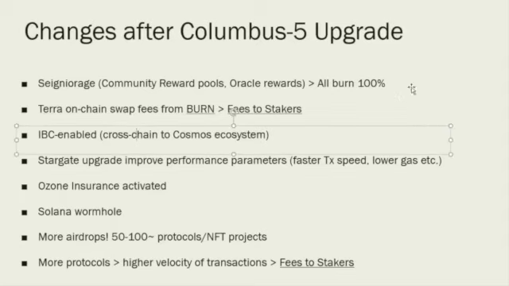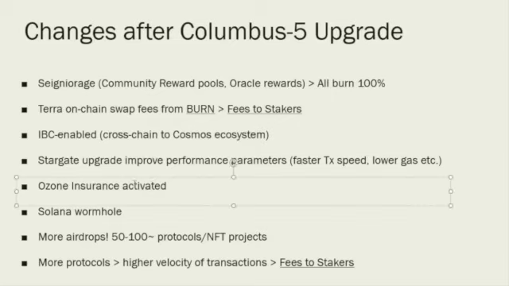And third is IBC. Luna is built on Cosmos SDK, and Cosmos is now doing IBC, inter-blockchain communication. They have already submitted a proposal, and when this is enabled, it means that Terra can talk to other blockchains that are also using the Cosmos SDK. All the blockchains on Cosmos will start to interact with each other. And fourth is the Stargate upgrade. This is just general performance parameters: faster transaction speed, lower gas fees, and these kinds of things.